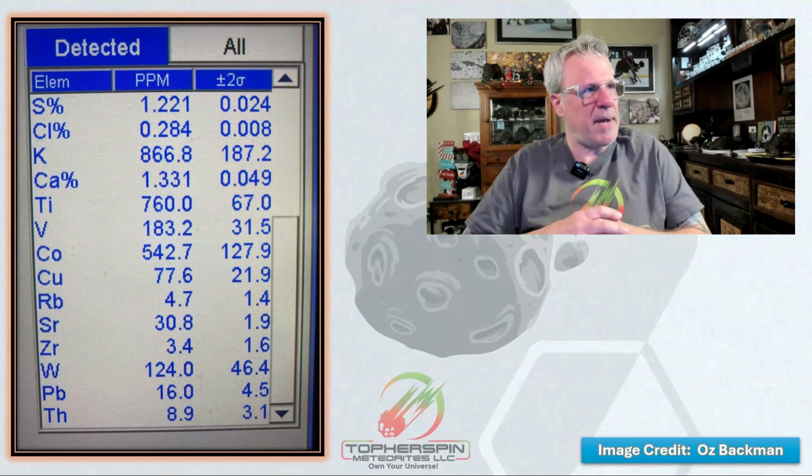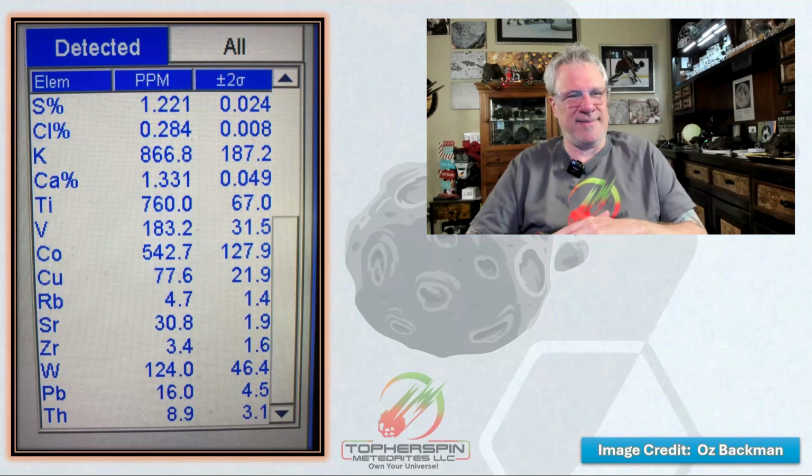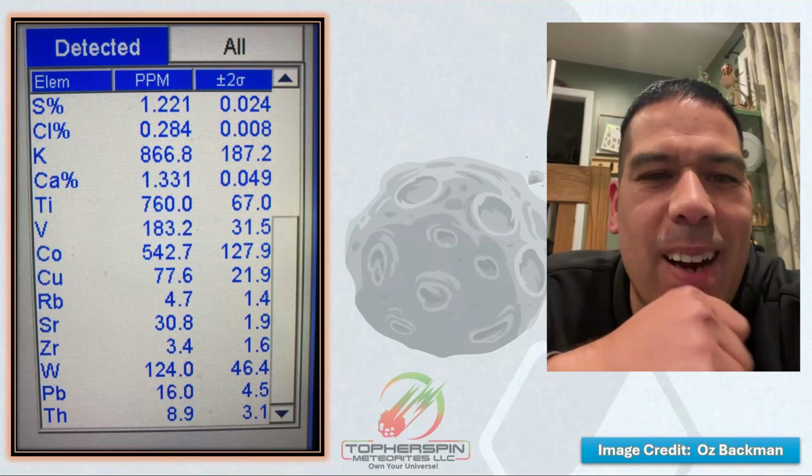We have some actual XRF scan results. My bro from another mo, Oz Backman, got these, so thank you very much for supplying them. It really helps our education and outreach and understanding, because I don't know what I'm looking at. Mike, can you tell us, is this good? Is this a lunar? So let's take a quick look at what we got there. Oz can speak to the data too.